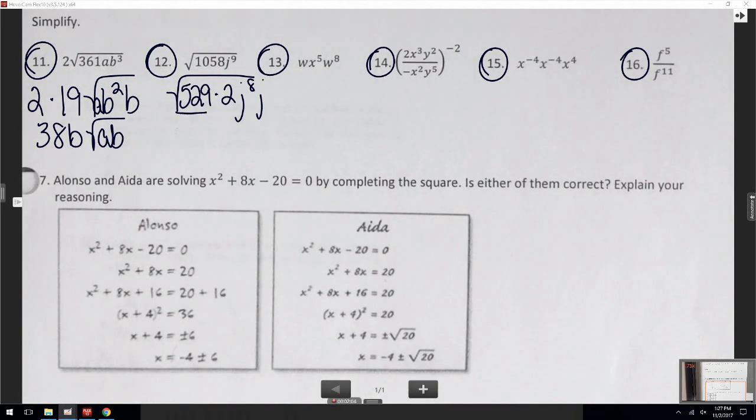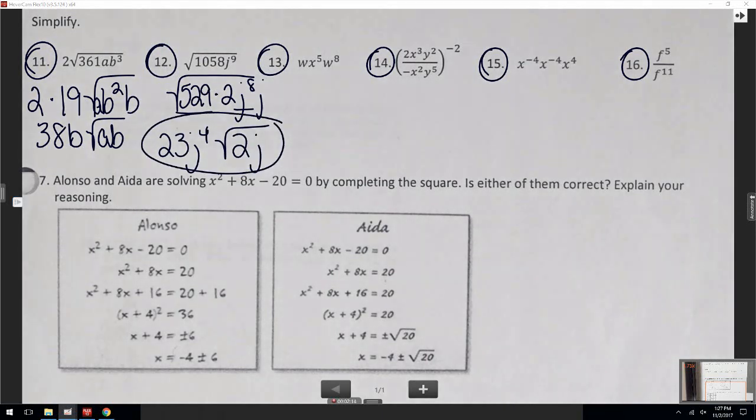529 gets to come out as what number? Yeah. And J to the 8 gets to come out as? There you go. And what's left inside? And the J to the 4, J to the 4 does not have a square root over him, so you can't take him any further. You're done. Y'all okay?